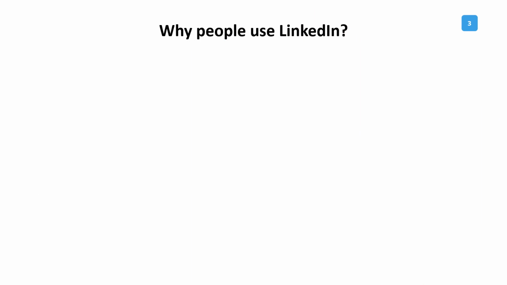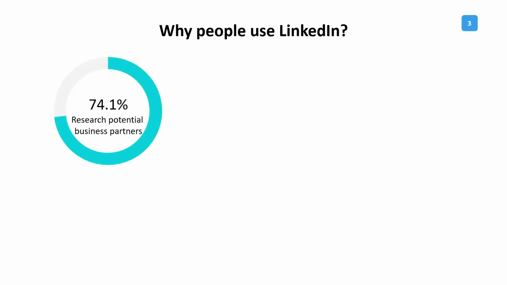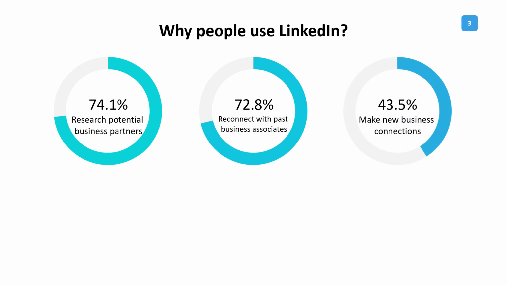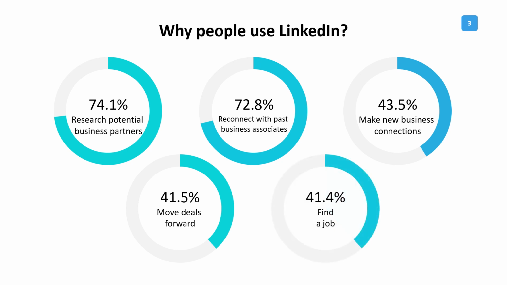So let's talk about why people use LinkedIn. The majority of people use LinkedIn to research potential business partners. The next set is trying to reconnect with past business associates. After that, people are trying to make new business connections. The next group is trying to move deals forward. And the last group is trying to find a job. Basically, if you're on LinkedIn, you're trying to either A, move business deals forward, or B, find a job.